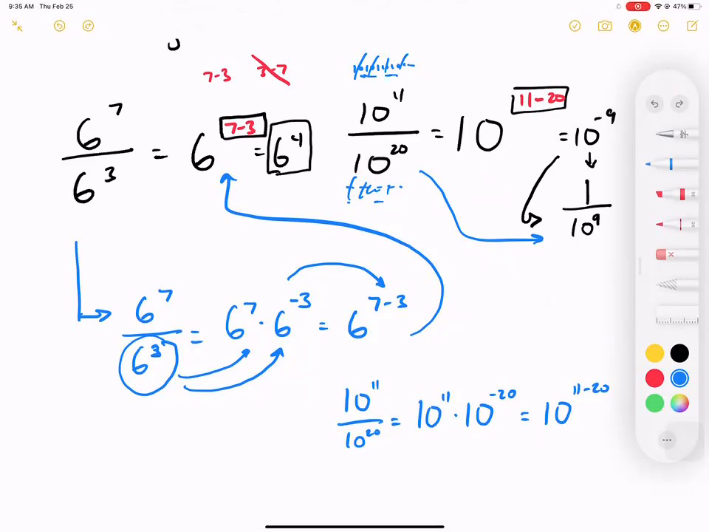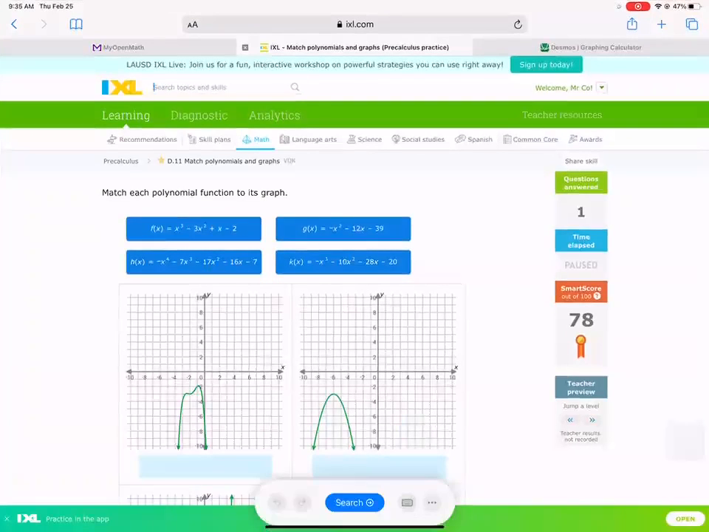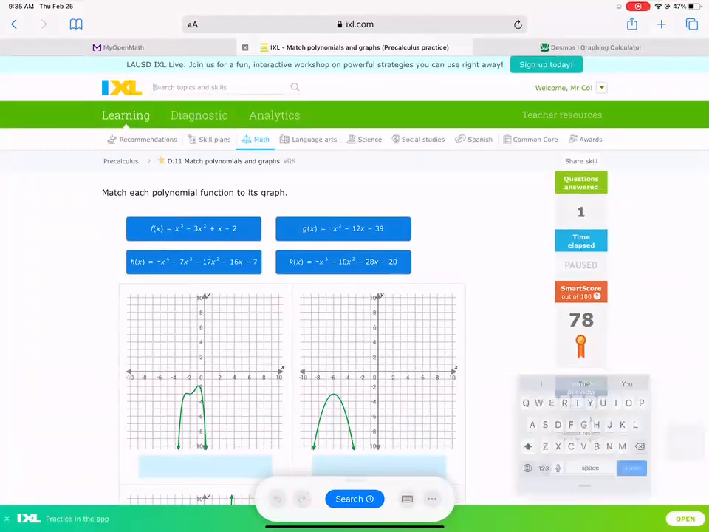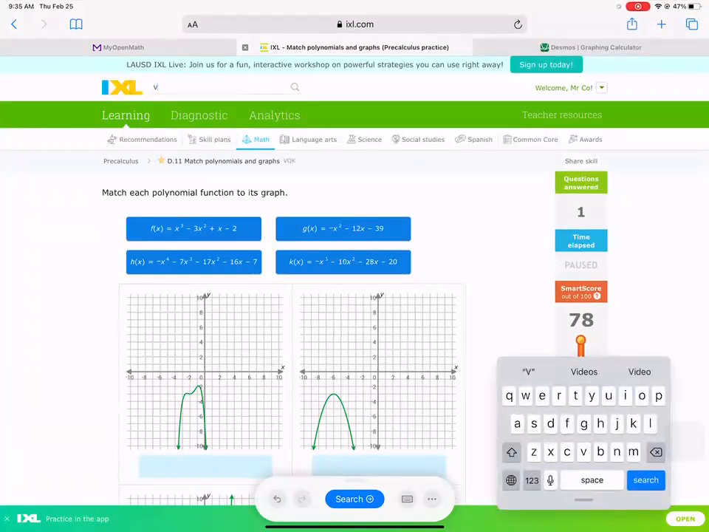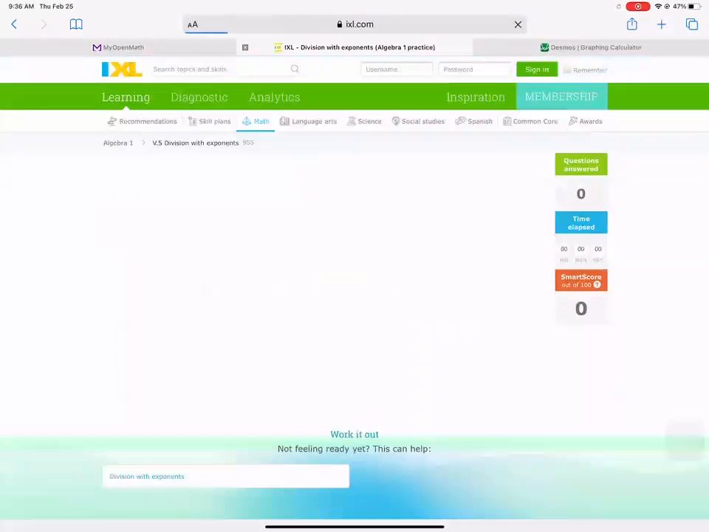So these are the skills that you guys will be demonstrating on your homework. So let's jump to your homework real quick, just so we can be on the same page. And let's do V5 here. V5 for Algebra 1.